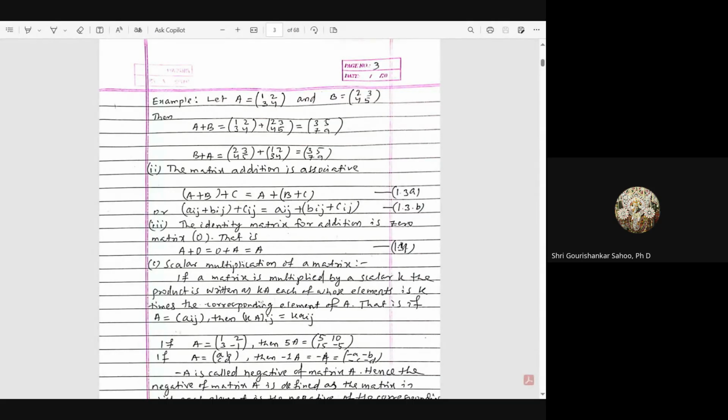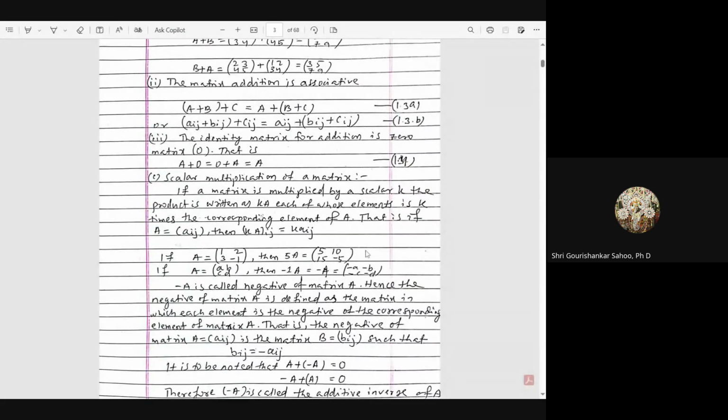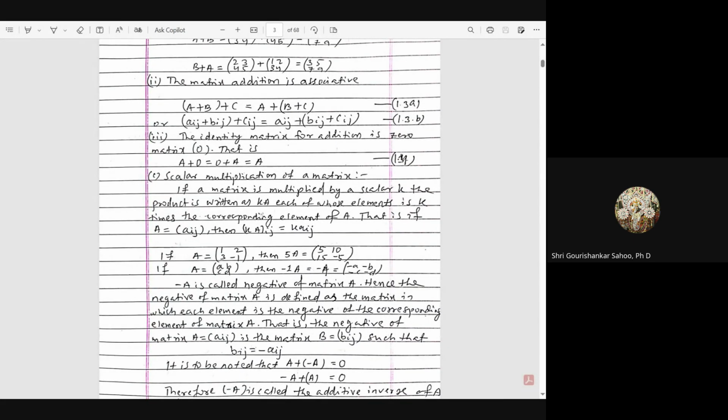Scalar multiplication of a matrix. If you have A equal to 1, 2, 3, minus 1, then 5A is such that 5 will be multiplied with each element of the matrix. 5 multiplied by 1, so the first element of the resultant will be 5. 5 multiplied by 2, so 10 will be the next element. 5 multiplied by 3 is equal to 15, that will be another element. 5 multiplied by minus 1 is equal to minus 5, so that is another element. So A multiplied by 5, then 5 will be multiplied with each element to give the resultant matrix.